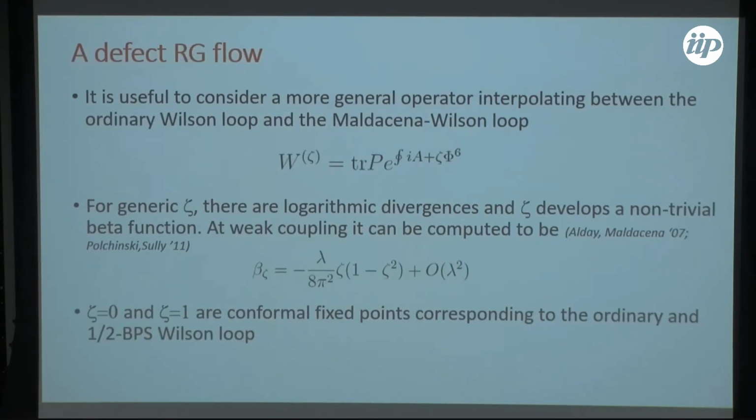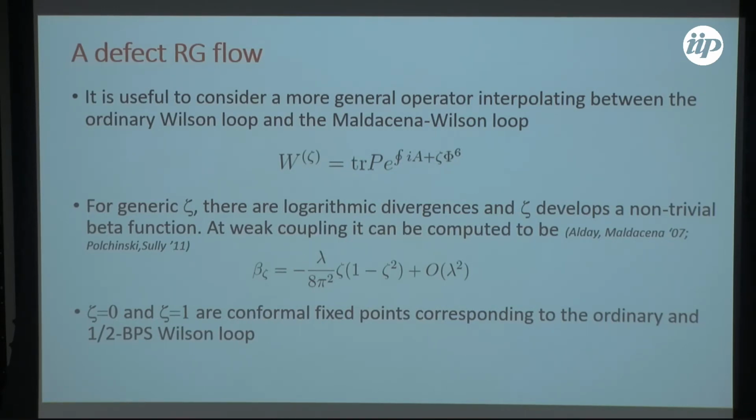Okay, it's instructive to consider a more general interpolating operator between the usual Wilson loop and the Maldacena-Wilson loop by adding this coupling constant zeta, multiplying a scalar. Now, if you consider this operator with arbitrary zeta, there are actually logarithmic divergences in the expectation value, which can be reabsorbed in renormalization of this zeta, and then zeta gets a non-trivial beta function. This can be computed in perturbation theory. It was computed long ago by Alday, Maldacena, Polchinski and Sully. And what you find is that the beta function is given by this expression to leading order at weak coupling.